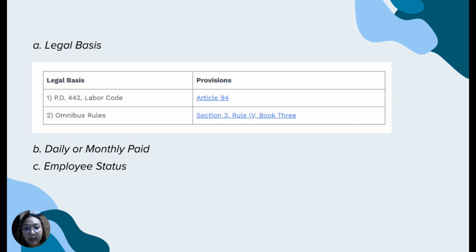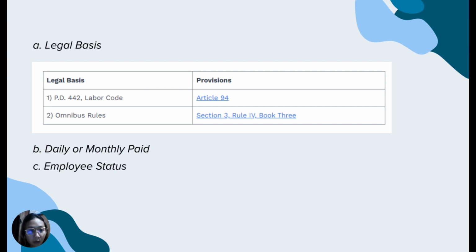And lastly, letter C: as used in this article, holiday includes New Year's Day, Maundy Thursday, Good Friday, the 9th of April, the 1st of May, the 12th of June, the 4th of July, the 13th of November, the 25th and the 30th of December, and the day designated by law for holding a general election.